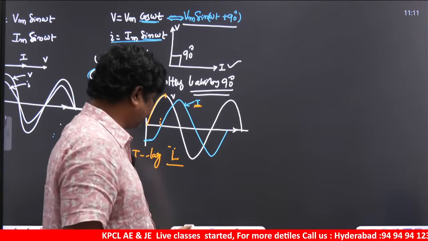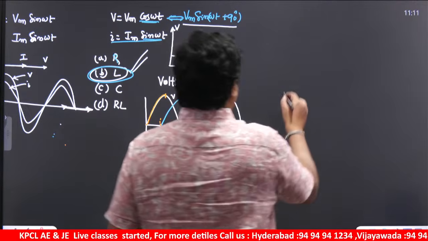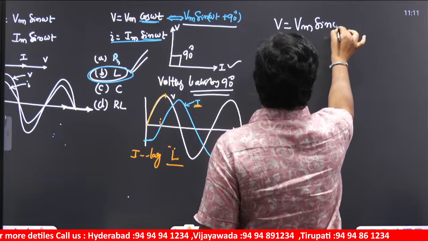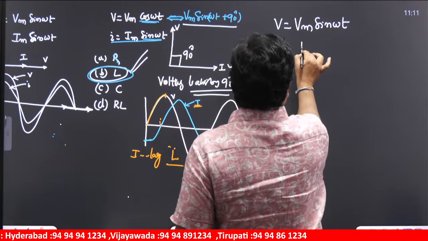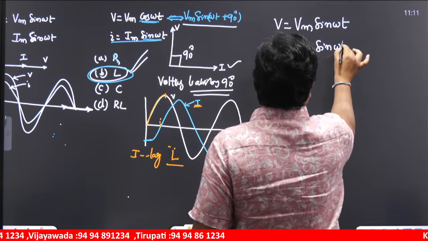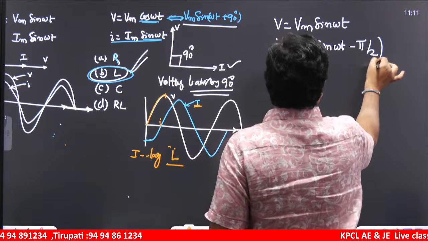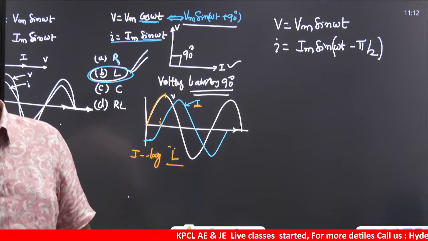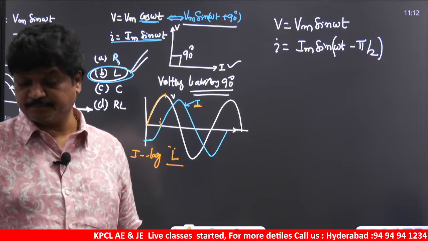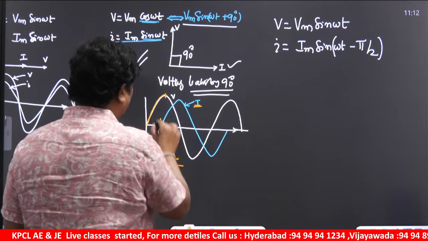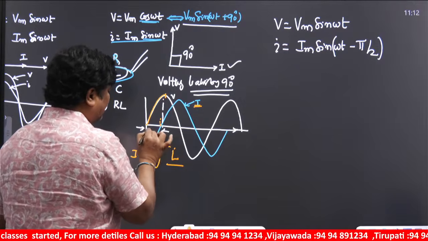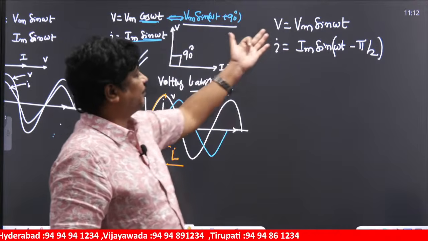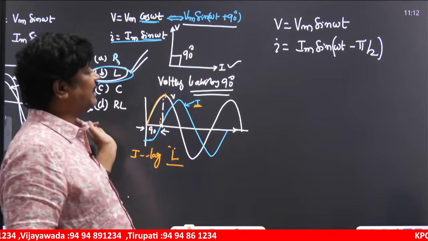Now, see here, voltage V is equal to Vm sin omega t, current I is equal to Im sin omega t minus pi by 2. Now tell me what is the nature of the element here? In this case, current is lagging by 90 degrees. Current is started 90 degrees after the voltage. Hence, it is an inductive circuit. Now, what is the nature of the element? R, L, C, RL or something like that.